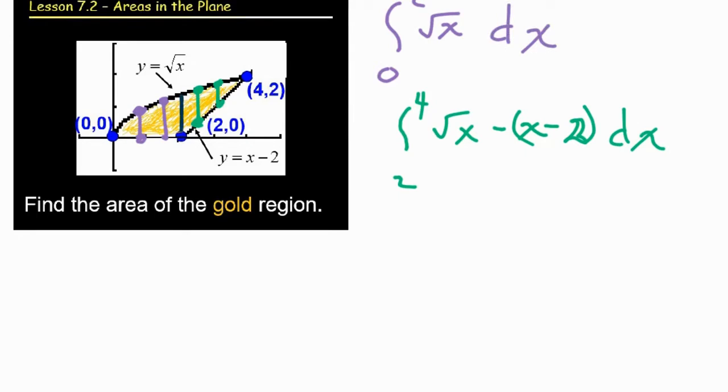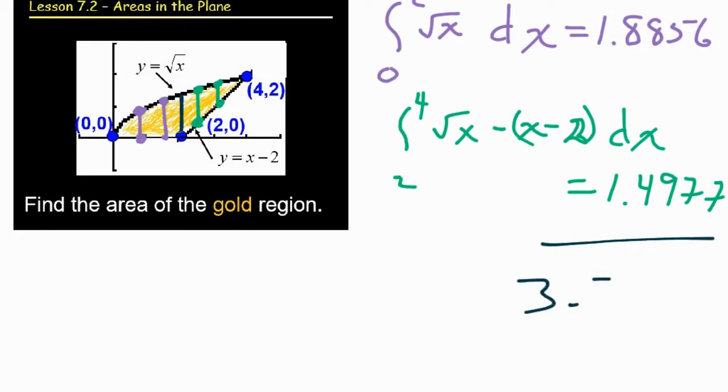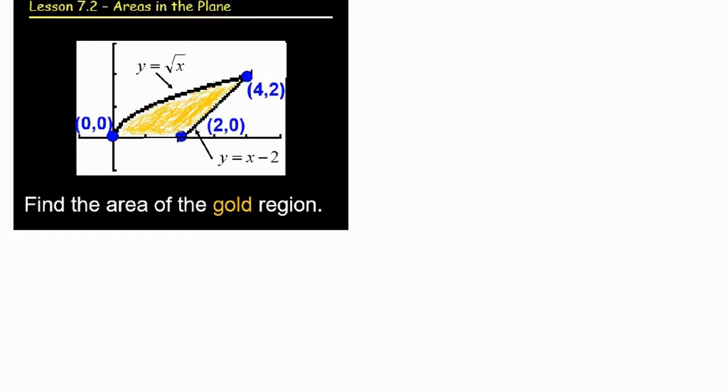But the first purple region there from 0 to 2 comes out to be about 1.88 and some change. I'm just putting a few more decimals just to be exact. And then this green region comes out to be, I believe, 1.45. And if I add these together, I can end up with a total answer. It actually comes out to be 3 1/3 using this subdividing method.